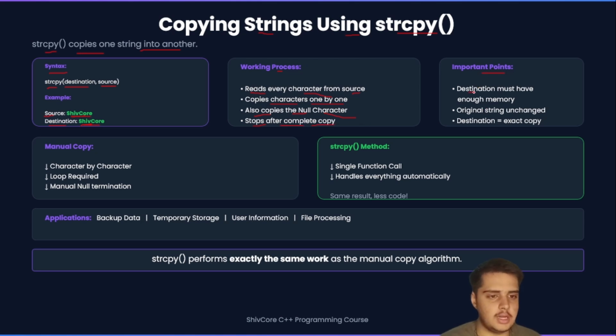The important points are that the destination must have enough memory, the original string should be unchanged, and the destination should be an exact copy. The manual copy is character by character, a loop is required, and manual null termination. But when we use the strcpy method, it's a single function call that handles everything automatically, with the same result and less code. Applications are backup data, temporary storage, user information, and file processing. So strcpy performs exactly the same work as the manual copy algorithm.